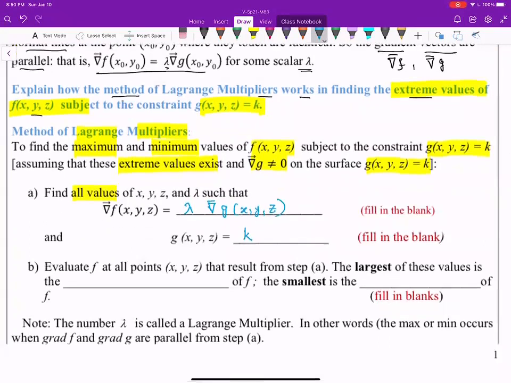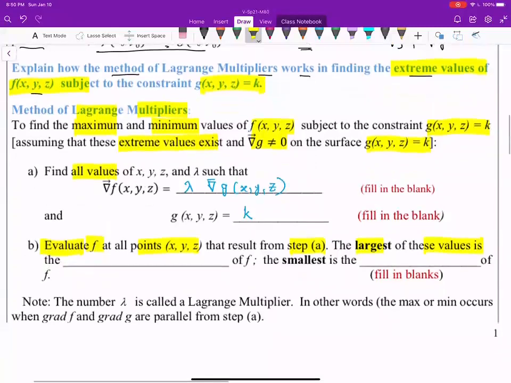Then evaluate f at all points x, y, z that result from step A. The largest of these values is the maximum value of f, and the smallest is the minimum value of f.